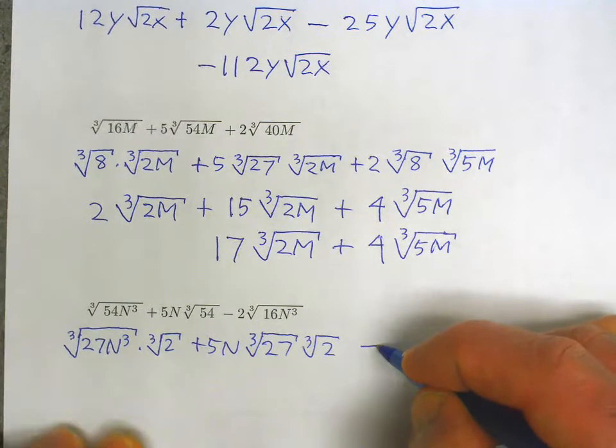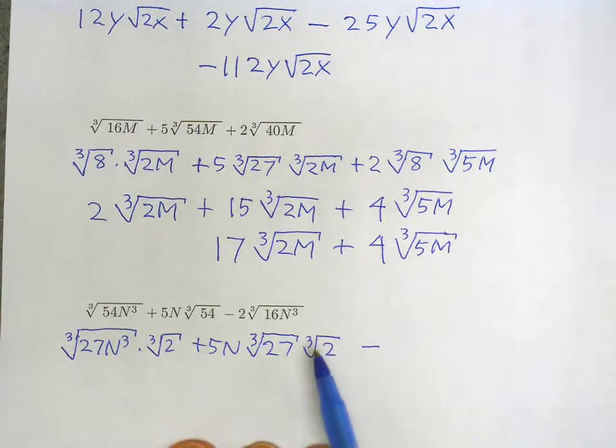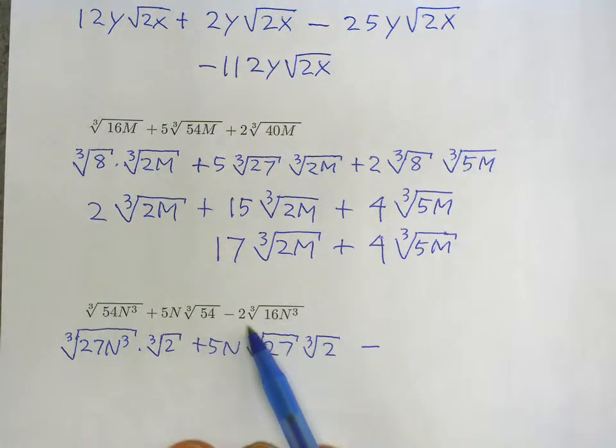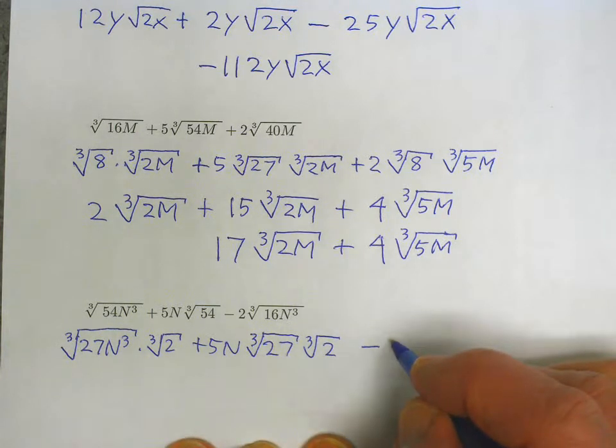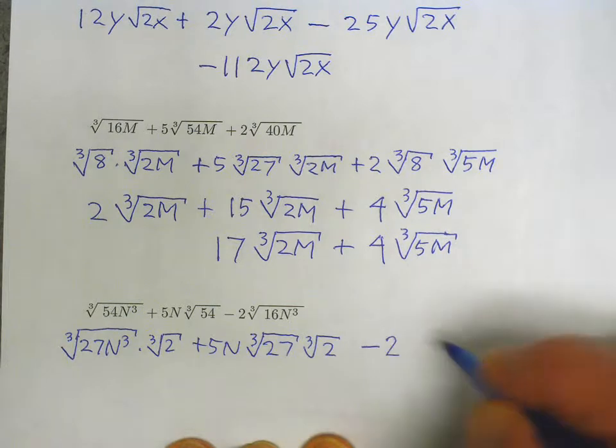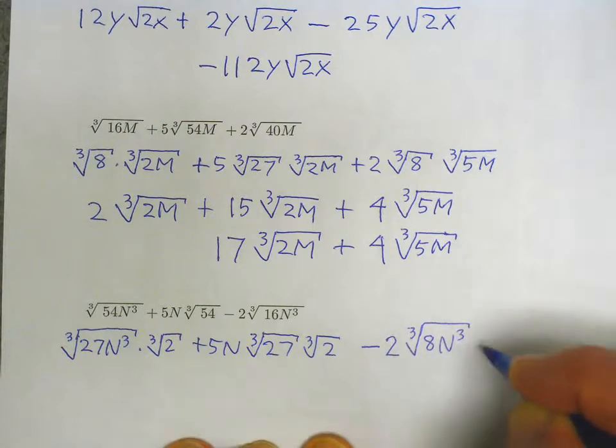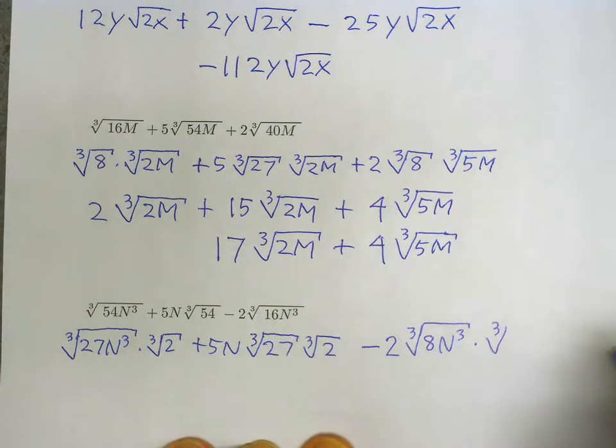And then finally, the term on the right, minus 2 times the cubed root of 16n to the third. The largest factor of 16 that's a perfect cube is 8. N to the third is a perfect cube, so we will rewrite this as minus 2 times the cubed root of 8n to the third multiplied by the cubed root of the remaining factor, which is just 2.